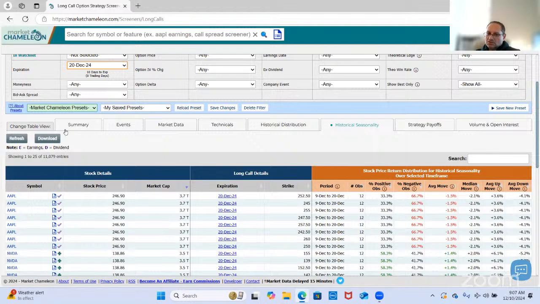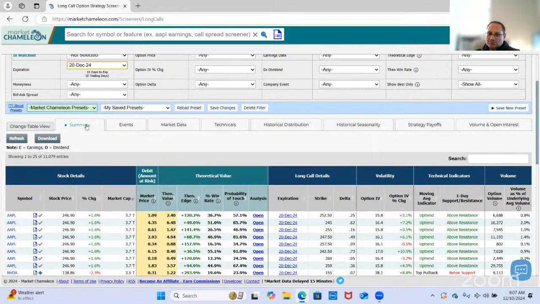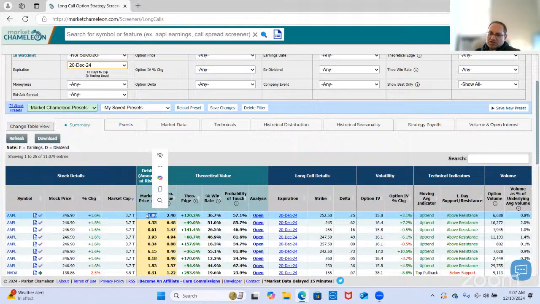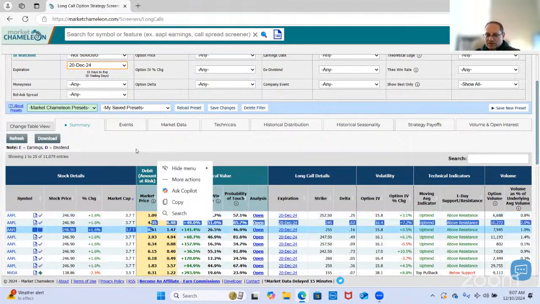And the idea here is, if we're looking at this option, let's just say in Apple, we see that this option is $1.09 right now. That's the ask price.